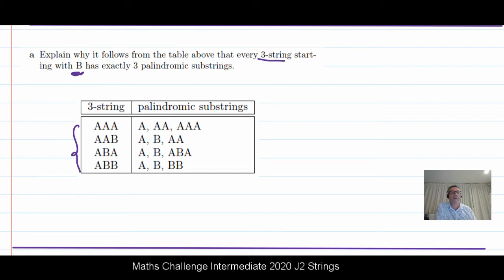Now, be aware this word explain isn't the same as show. So you could show it. If you don't see the answer to this straight away, you could actually show it. You could start by listing the strings that start with B. Okay, I'll let you think how many there are, and then you could list their palindromes. But once you look at it, you need to explain why looking at the first table automatically tells you that it works for the second.